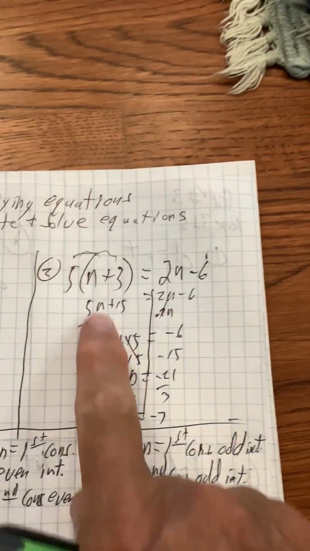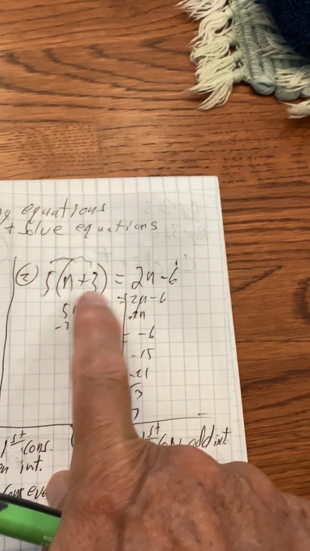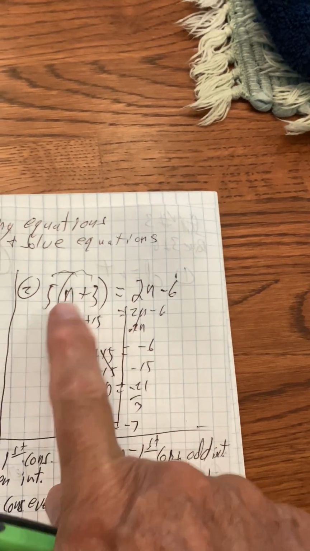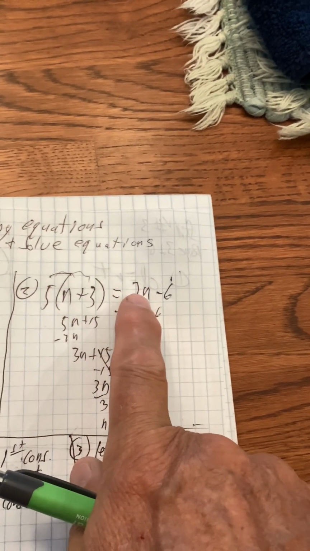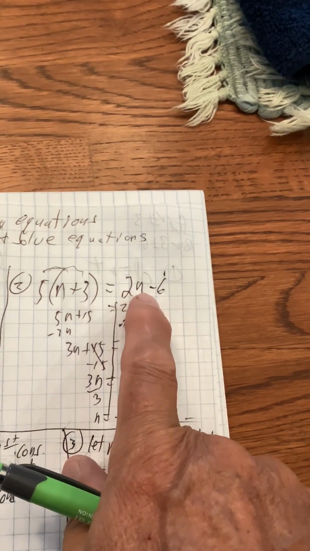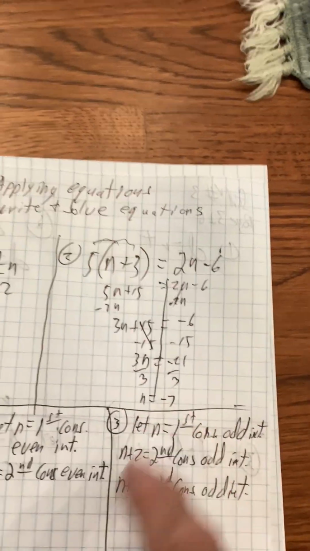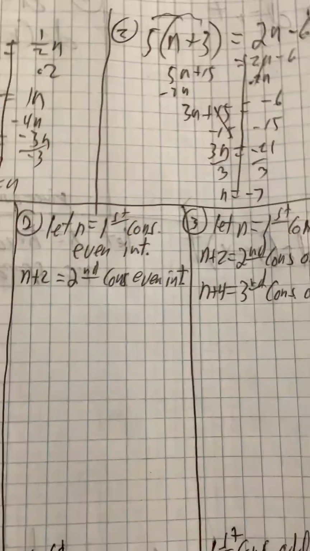Again, I could check. Negative 7 plus 3 is negative 4. 5 times negative 4 is negative 20. 2 times negative 7 is negative 14. Minus 6 is negative 20. So I'm right. I know I'm right. Okay, so that's skill set number 1.